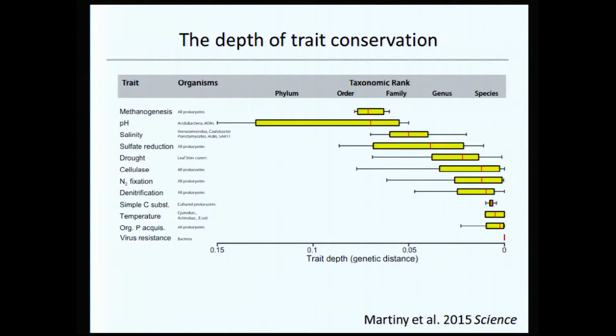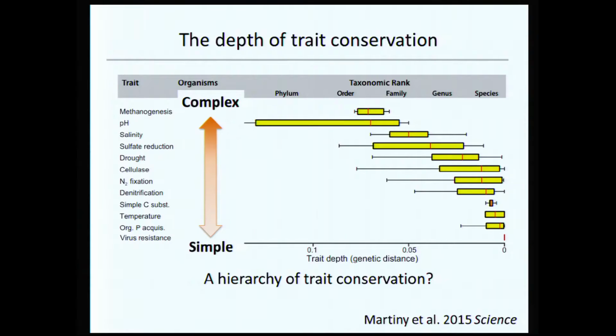Yes, we did indeed find that most traits do seem to be conserved, and not only that, but I want to point out that this average here in the red line, they're significantly differently conserved depending on the trait that you look at. So we speculate that maybe there's some sort of hierarchy of trait conservation, maybe a predictable pattern of what types of traits might be less conserved than others. And we speculate that that might be related to the complexity of the trait.